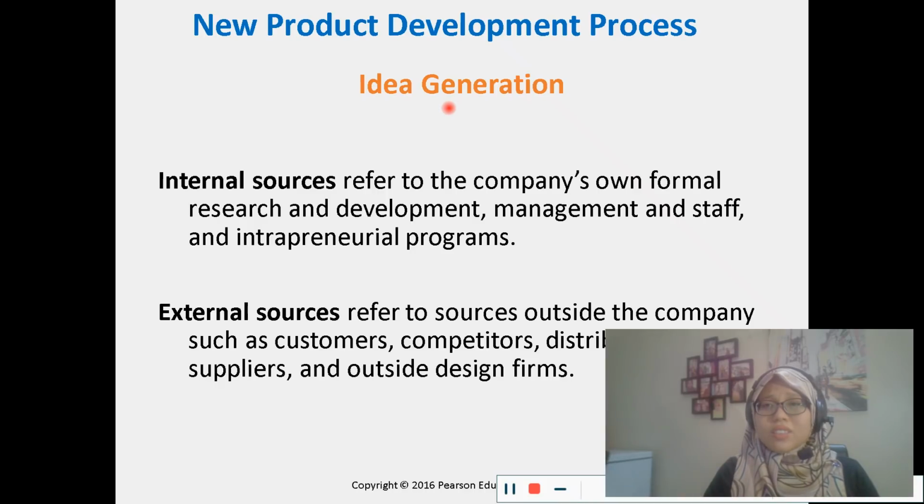Facebook and Twitter also have this kind of approach where they encourage their own staff to generate their ideas by giving them a break time from the daily routine in the office. Untuk external sources, as I told you earlier, it is the people outside or the parties outside the organisation. Ini telah dilakukan oleh Lego. Okay, Lego, they try to get the ideas from their own customer.